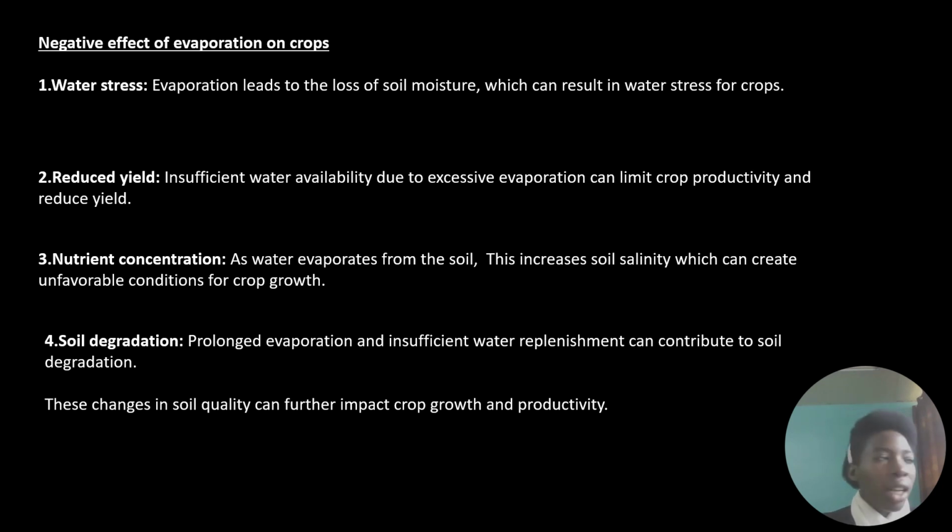And also, a high rate or low rate of evaporation may result in reduced yield, where insufficient water availability leads to low yield, and excess evaporation can limit crop productivity and reduce yield. This means that when the level of evaporation increases or decreases beyond the optimum level, it will result in reduced yield of the crops.